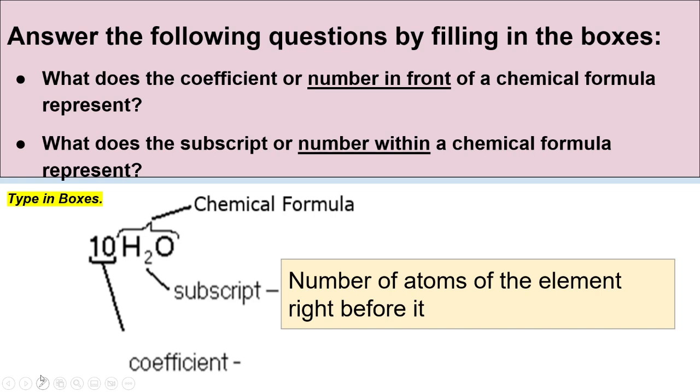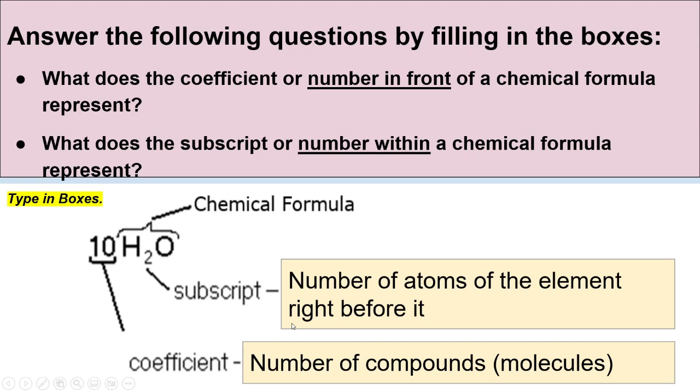In this case, there are 2 hydrogens. Now the coefficient, or the number in front of your molecules, tells you the number of compounds or molecules. I prefer to say molecules. So here we have 10 molecules of H2O. So under coefficient, write that it is the number of molecules.